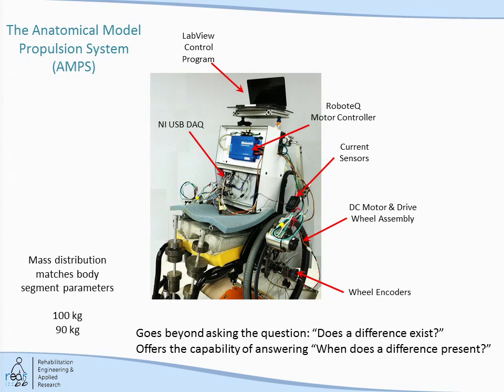And we use current sensors to measure the torque of the system, and wheel encoders as well. Why we did this is because we wanted to go beyond asking the question, does a difference exist? Because as engineers, we know if we change friction and inertia, something's going to change. We wanted to ask, when does a difference present? And that's a tougher question.